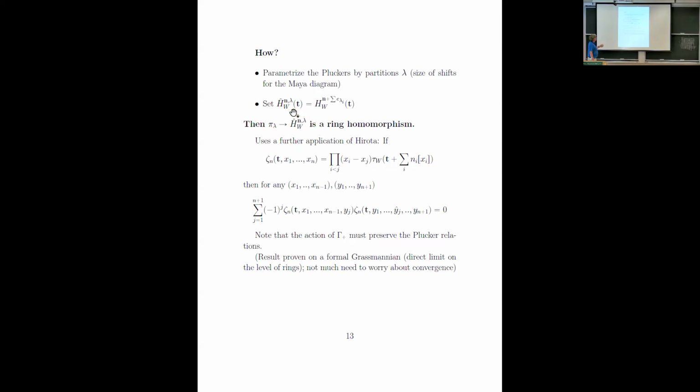And it uses a non-trivial application of the Hirota relations to do this, which is this widget here. But you again see it's basically a Plücker relation. And so, as I emphasize, you can prove it on a formal Grassmannian, because basically you're just taking finite combinations at a time, so you don't really need to worry about convergence. So you're doing it on formal power series, and this seems to be useful.